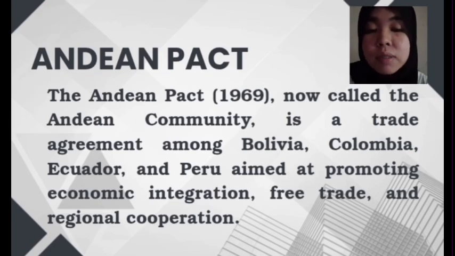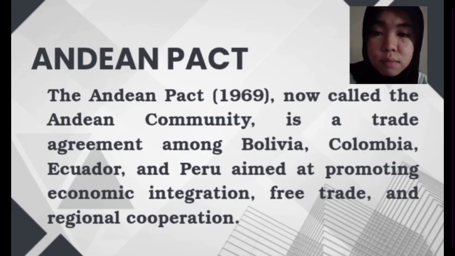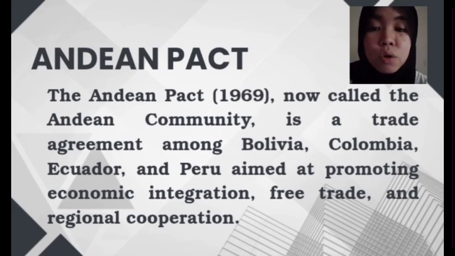But the problem: by the mid-1980s, it almost collapsed due to political conflicts, economic crisis, high inflation, and also lack of trust between the countries. In the 1990s, the group tried again and relaunched the Andean Community, but progress was slow. Venezuela eventually left in 2006 to join another trade group.